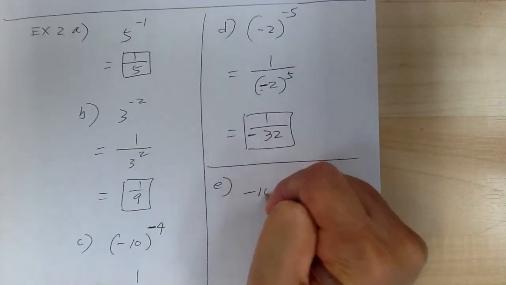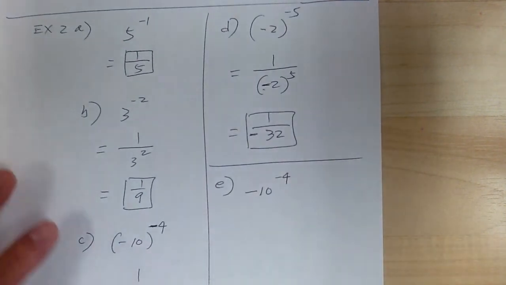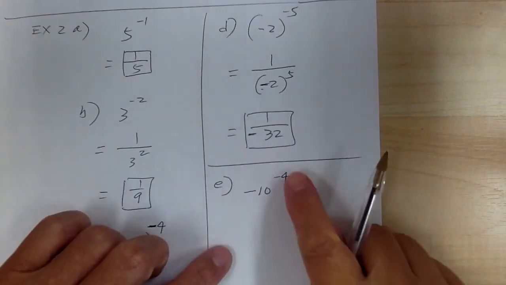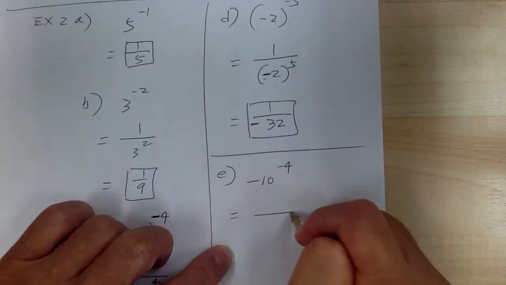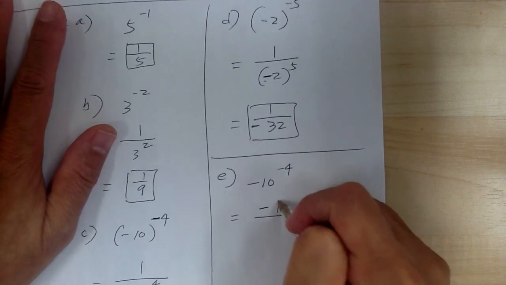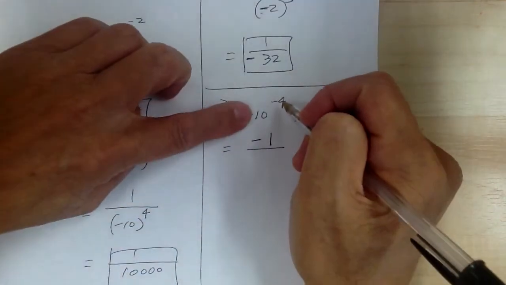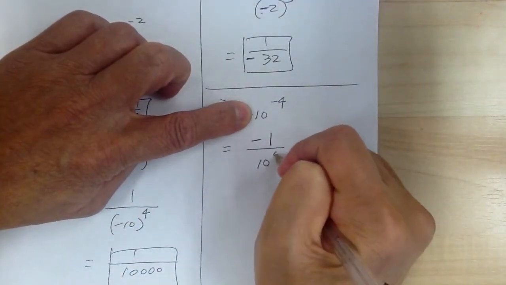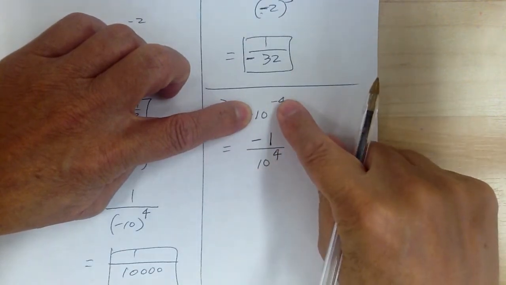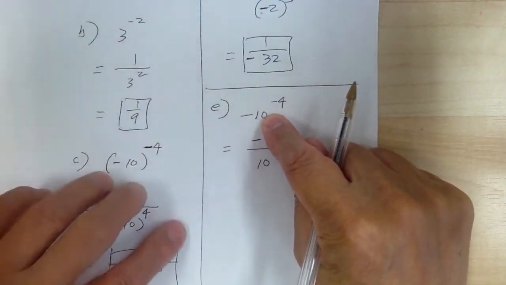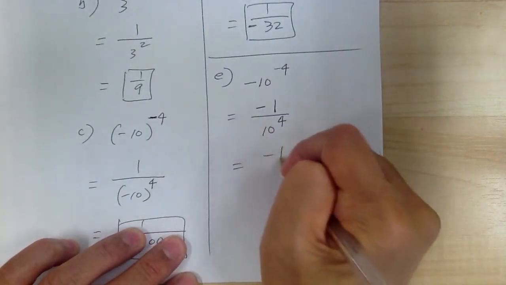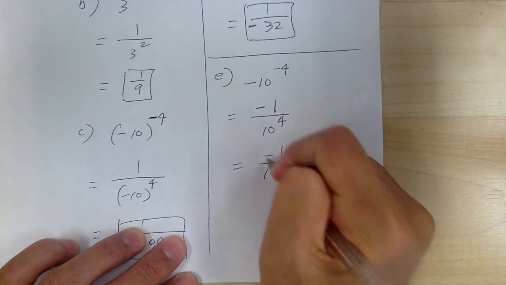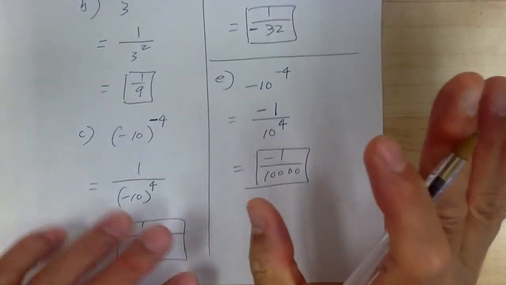You have negative 10 to the negative 4 power. Remember, the exponent is only for what is immediately before it, right? So when you flip it over, the negative stays on the top. Only the 10 gets flipped to the bottom, so it'd be 10 to the 4. Again, the exponent is only for what is immediately before it. Then you work it out, so it'd be negative 1 over 10,000. And that's it. So pay close attention to how you flip things over.